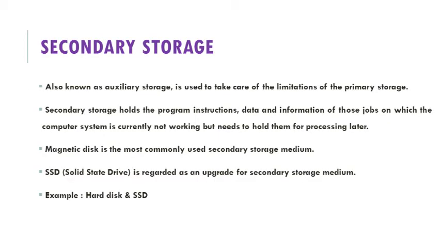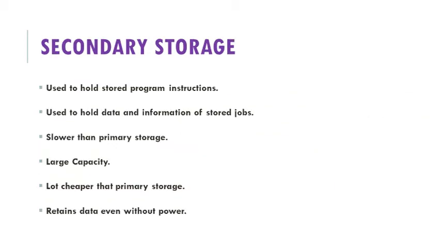Now we have the secondary storage. This is also known by the name auxiliary storage. Regarding the secondary storage, it is the auxiliary storage of the computer which takes care of the limitations of the primary storage. So we have some important features of this secondary storage. It is used to hold the stored program instructions. Secondly, it is used to hold the data and information of stored jobs.